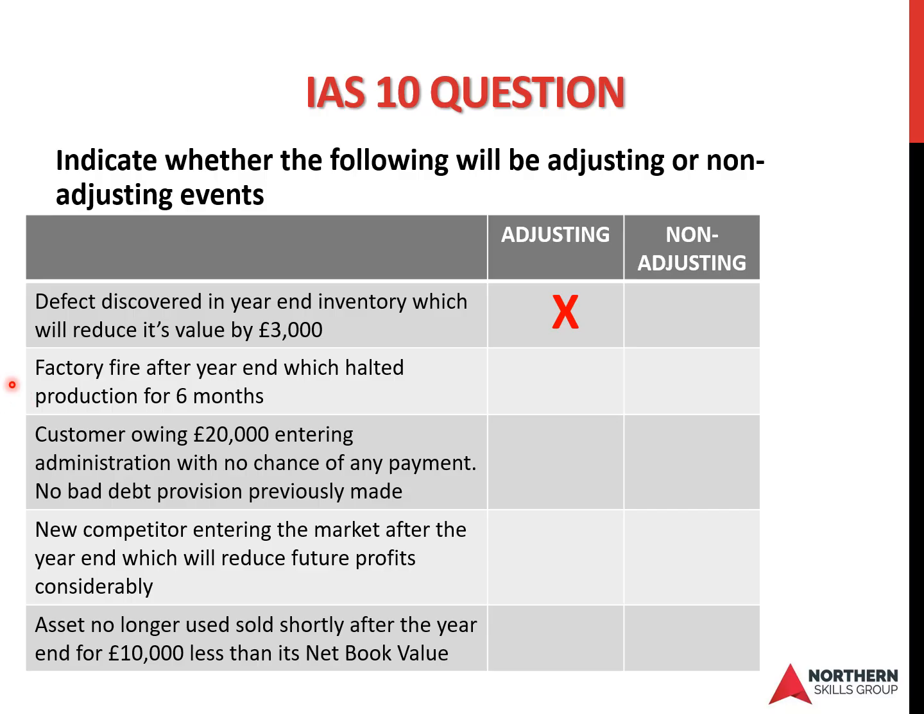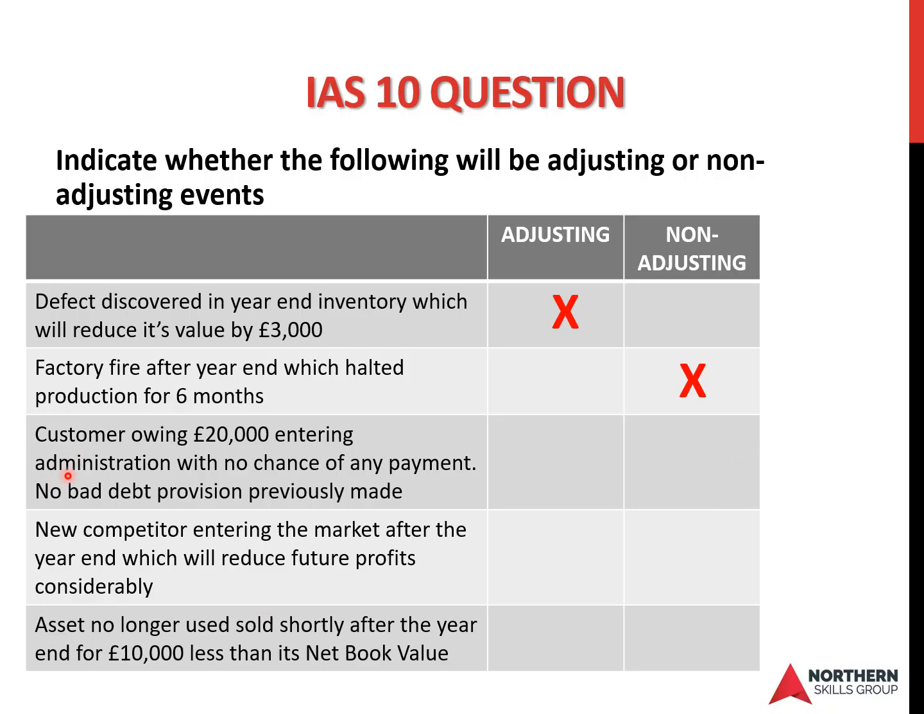The next item, a factory fire, halted production. That's a major event, but it doesn't affect the position at the balance sheet date at the year end. The factory was still there and still in full production at the year end, so there's no adjustment required to the statement of financial position at the year end date. But from an investor point of view, it's a major event that they need to know about, so it's a non-adjusting event that should be noted in the notes to the accounts.